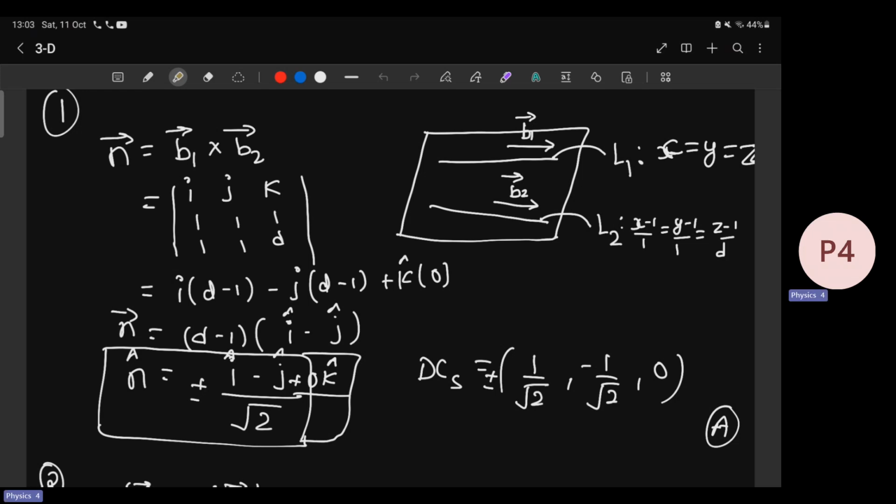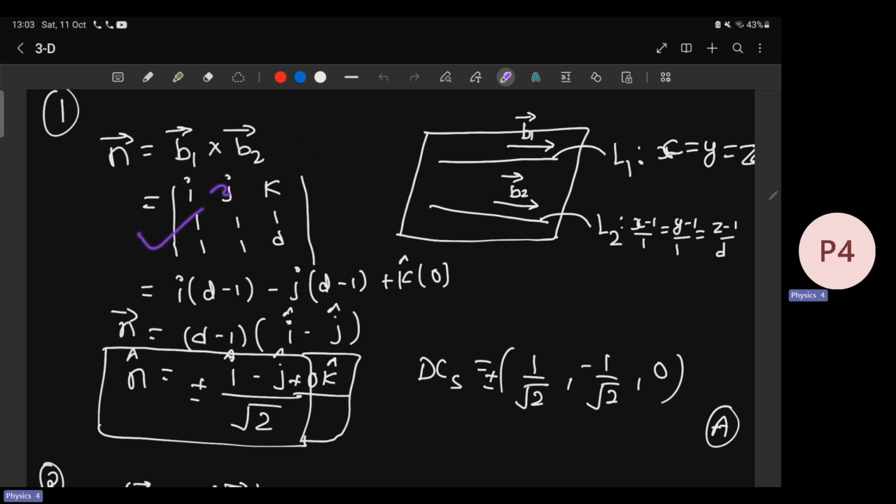two lines in a plane and we have to find out the direction cosine of the normal. This is the plane we have been given, and these are the two lines, L1 and L2. b1 and b2 are the direction ratios of the respective lines. So we know we have two vectors in a plane, so we can easily find the normal vector to the plane, right? The normal vector can be found as b1 cross b2.